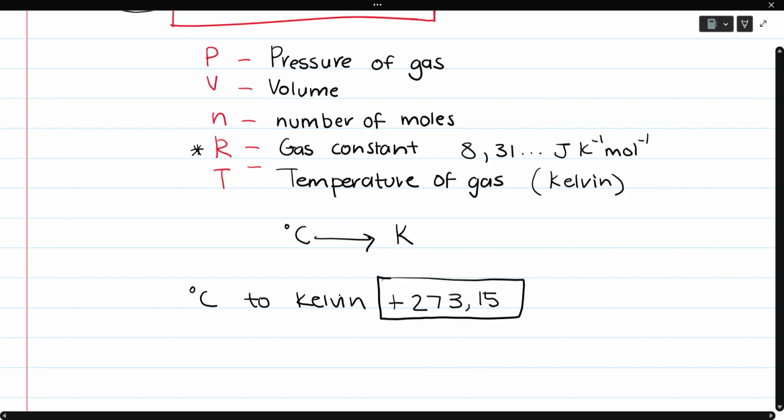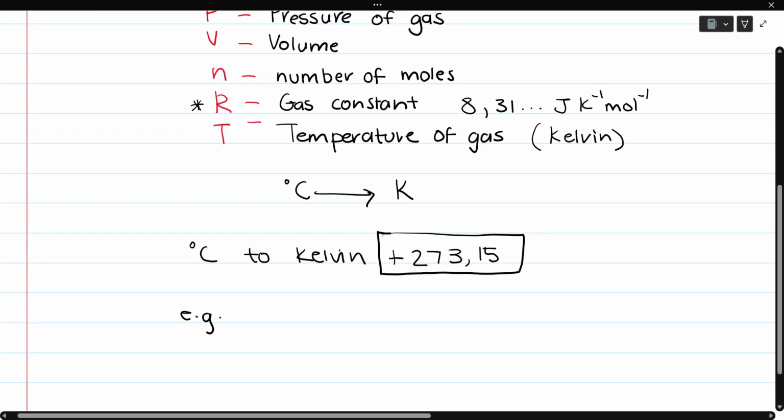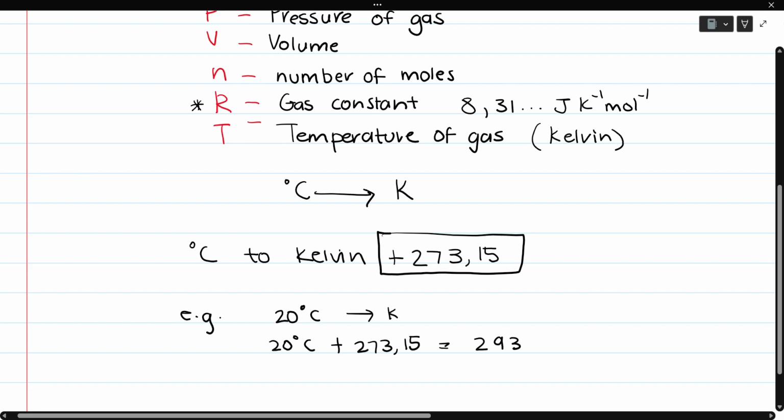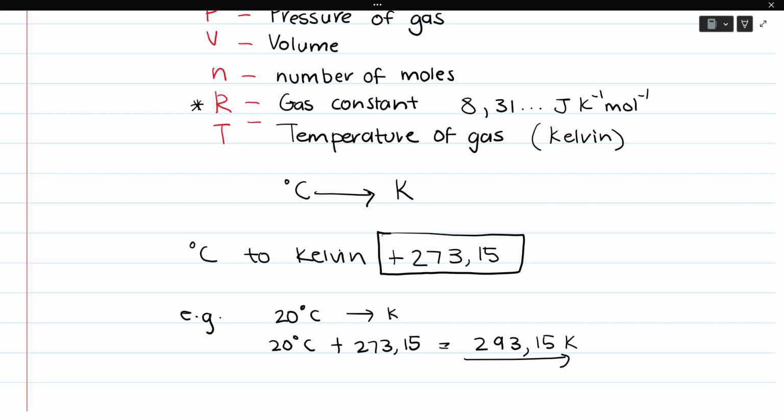Just an example of what this might look like: if I give you a temperature of 20 degrees Celsius, but I want to convert this to Kelvin, I'll take the 20 degrees Celsius and I'll add 273.15, and now your answer is in Kelvin. So that's an important conversion step that you need to be aware of.